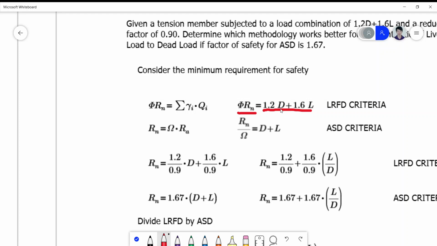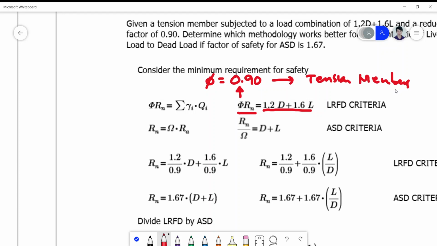So how do we make it simpler to compare? So we simply divide the first equation by 0.90, because 0.90 is, as mentioned in our previous lecture, the reduction factor used for tension members. Okay, so this is the factor for tension members. So you can avail these factors on the AISC code guidelines.